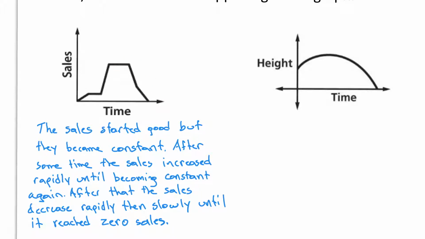So this product, it was good and then not great. It became really popular and then people were just buying it, but then it decreased. So it became unpopular. No more people were buying it until it reached 0.